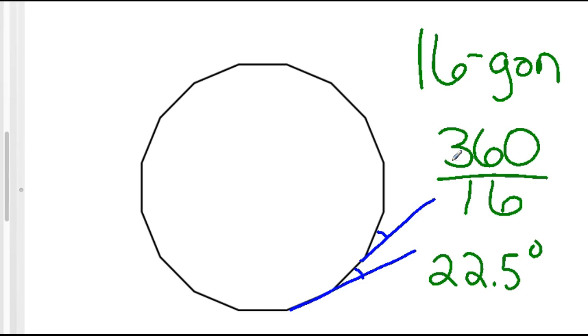The interior, that means each of these interior angles is 180 minus 22.5, which would be 157.5. So every single angle in this regular 16-gon is 157.5 degrees. So maybe I'll have time later. I mean, this would get you through most geometry lessons.